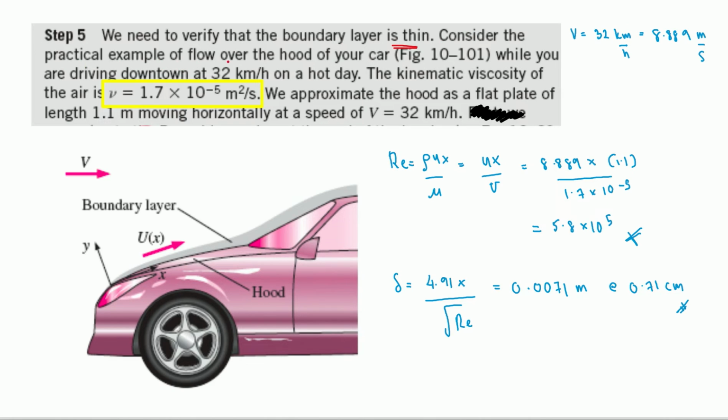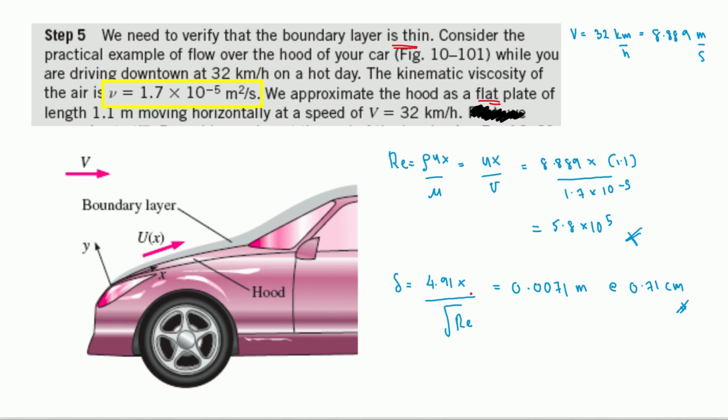Consider the practical example of flow over the hood of your car. This is the example of the hood of the car while you are driving downtown at 32 km per hour on a hot day. The kinematic viscosity is given here. We approximate the hood as a flat plate of length 1.1 meter moving horizontally at a speed of 32 km per hour. I convert this velocity into meters per second, and from the calculation I get a Reynolds number of 5.8 multiplied by 10 to the power of 5. So from this, we consider that this value is still laminar.